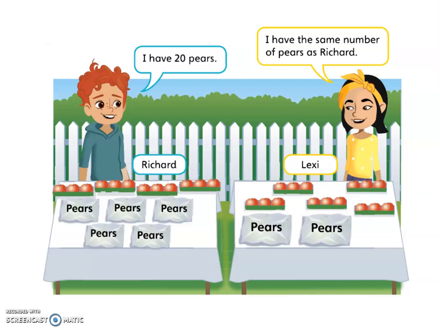So your question now is, whose bags contain the least amount of pears? So think carefully about this. Firstly, think, how many pears are there in Richard's bags? And how many pears does Lexi have? And then the next thing is, who has the greatest number of bags of pears? And does this help solve the problem?